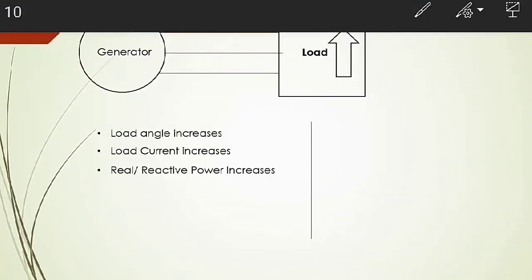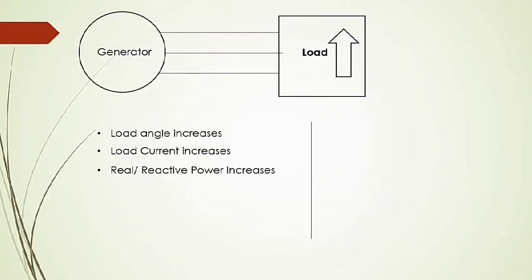So this is our generator and this is the load. In this video we talk about load. The generator is directly connected with the load and that load is increasing. If that load is increasing, then the load angle increases, load current increases, and real and reactive power increase. These things will simultaneously increase when we increase the load on a single generator, which is connected with the load.